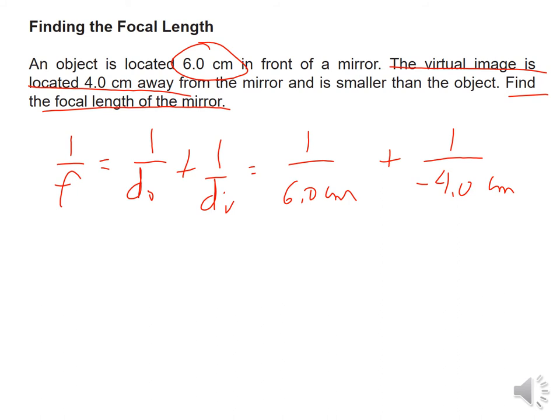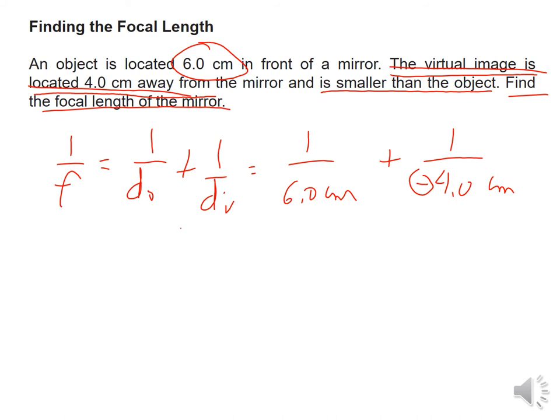Okay, why did we use negative here? The reason why we use negative here is based on the problem. According to the problem, the virtual image is located 4 centimeters from the mirror and is smaller than the object. So we can say that the image is behind the mirror. If the image is behind the mirror, the value of the distance of the image is negative. That's the reason why we use negative there. Again, the reason is because the image is behind the mirror.